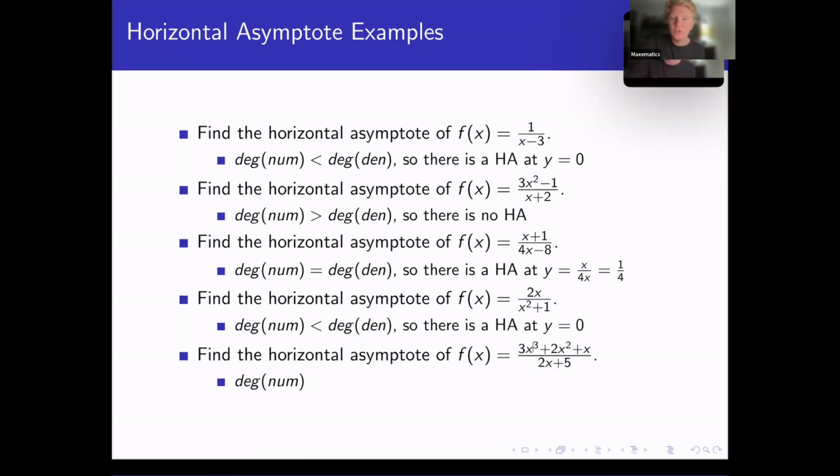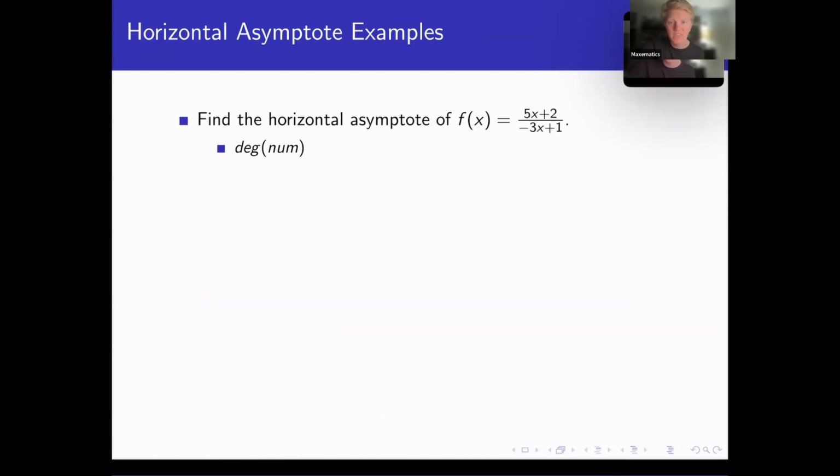Here, (3x cubed plus 2x squared plus x) over (2x plus 5). The degree of the numerator is 3. Degree of the denominator is 1. Numerator is bigger. The rule for bigger numerator is no horizontal asymptote. Okay, so let's do another slide of these.